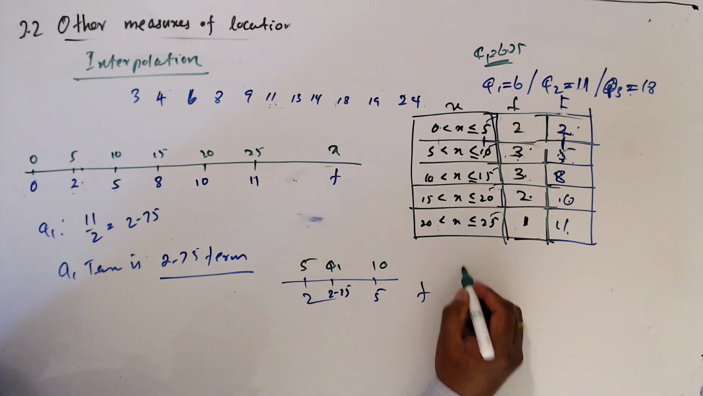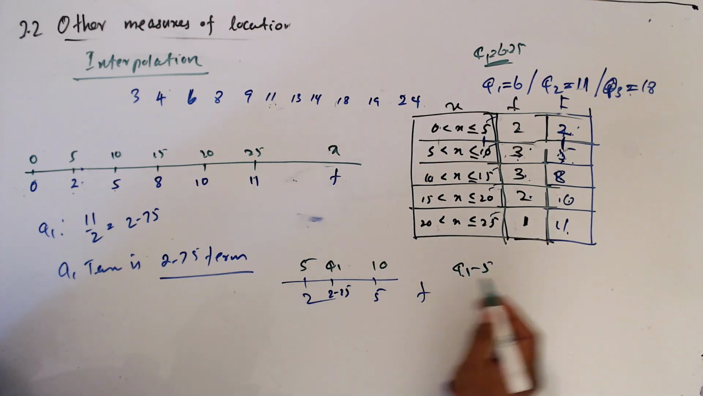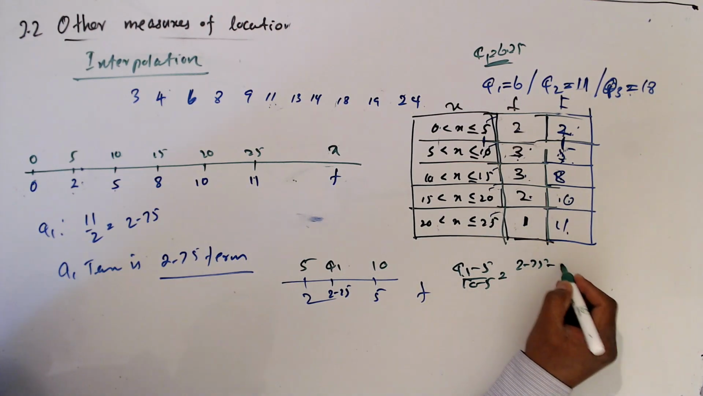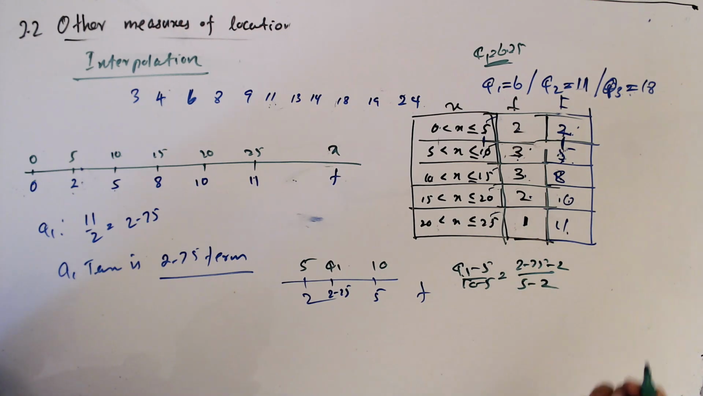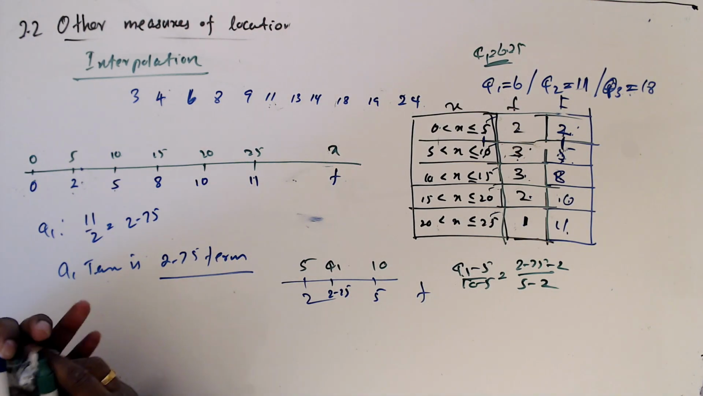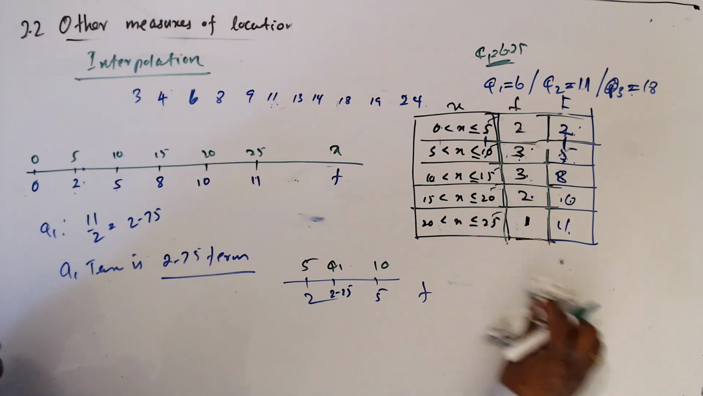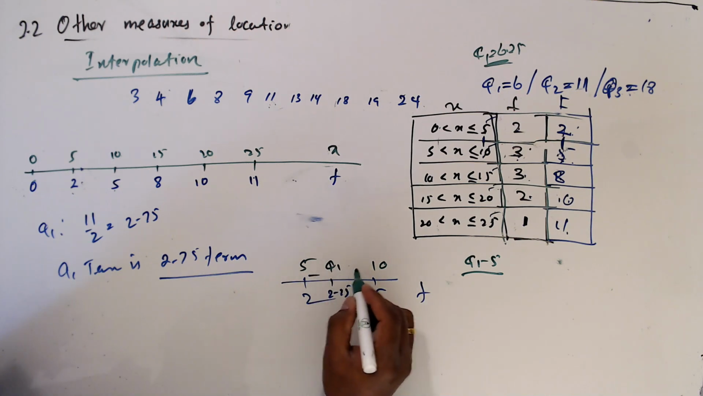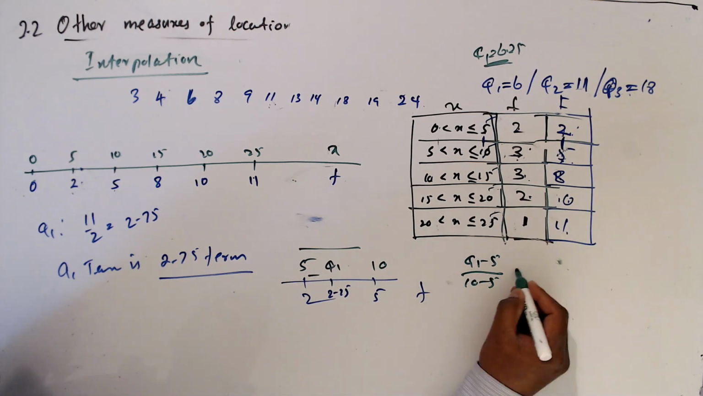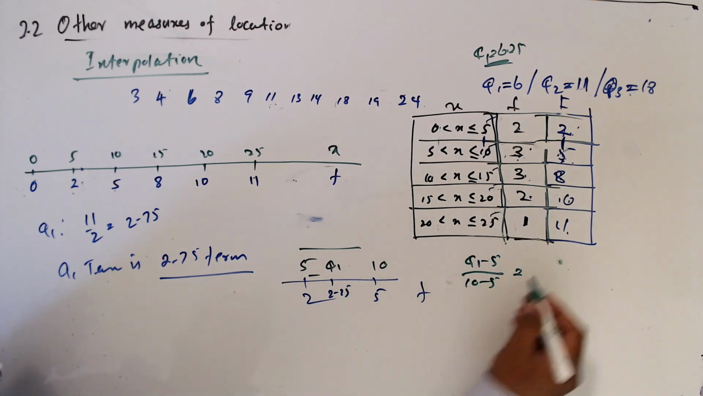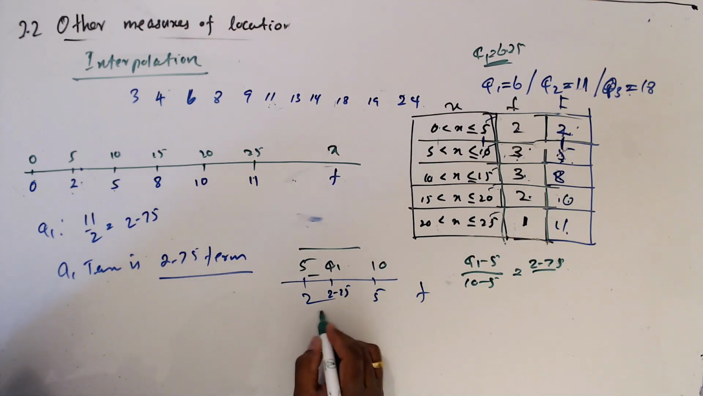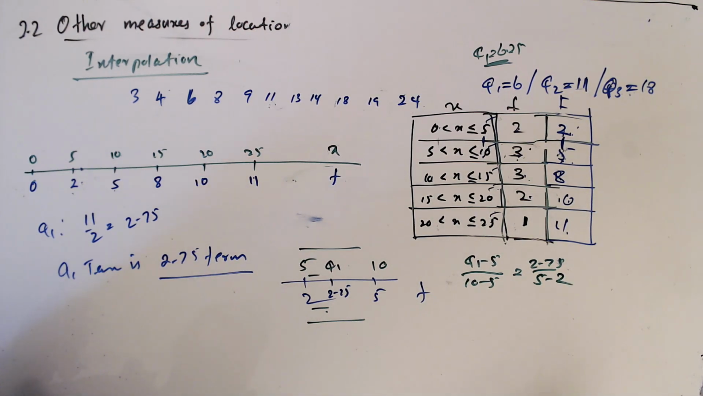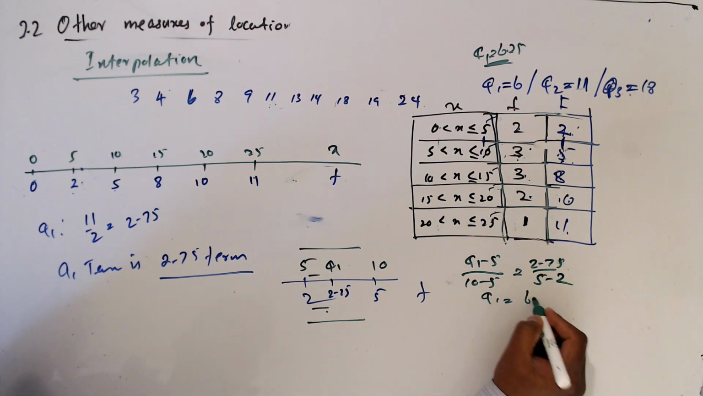So then you can write Q1 minus 5 over 10 minus 5 equals 2.75 minus 2 over 5 minus 2. Stay with one side, the top side. So Q1 minus 5, this distance, then the long distance, 10 minus 5. Then this one, 2.75, this small distance and the big distance, 5 minus 2. And you will get Q1 is 6.25.